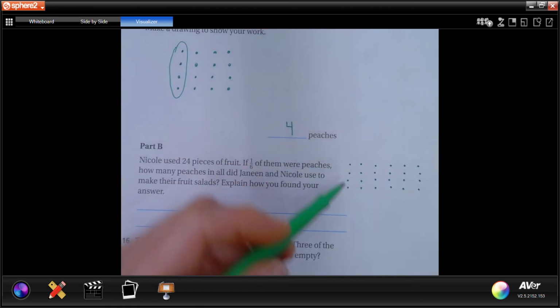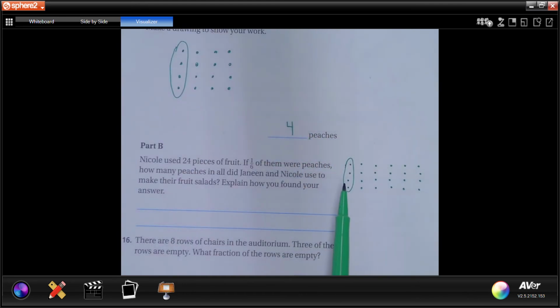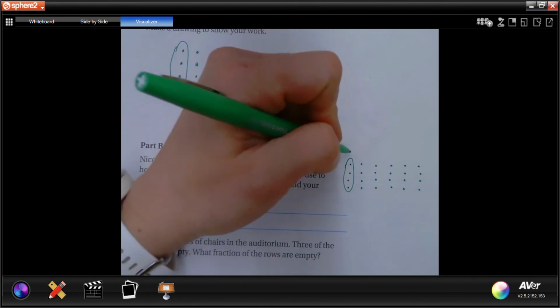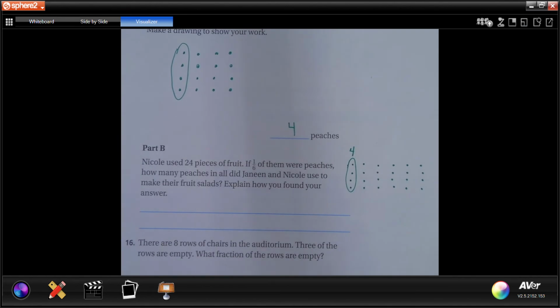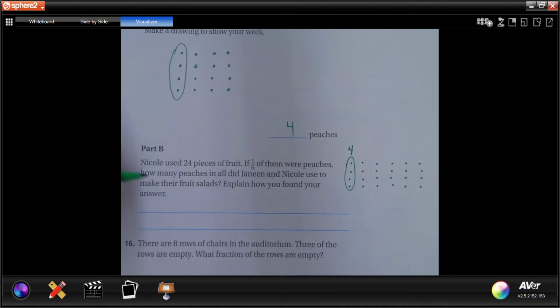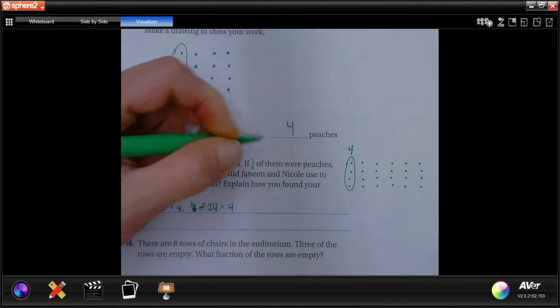All right, so 1 out of 6 rows is what Nicole used. So she also had how many? 4. So we know that Janine had 4, and we know that Nicole had 4. So we know that 1/4 of 16 equals 4. 1/6, I apologize, 1/6 of 24 equals 4.